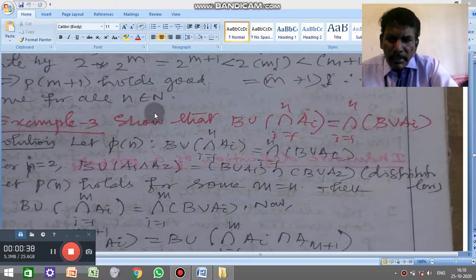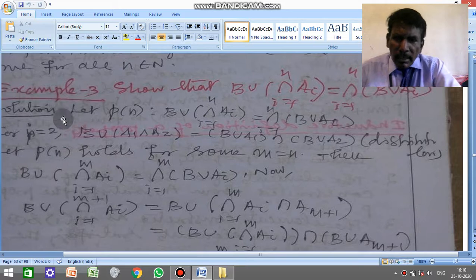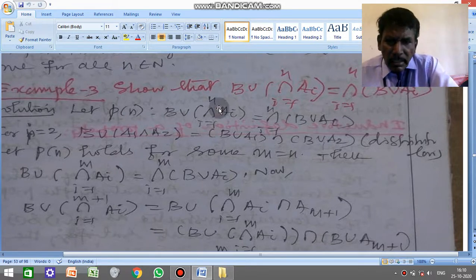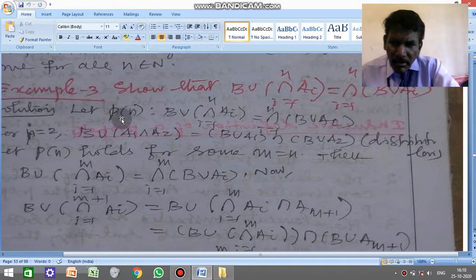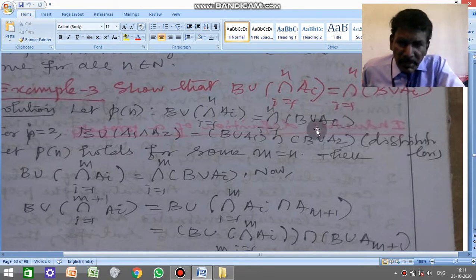Now how are we proving this? Let us take this. Let P of n be B union, inside the bracket, intersection i tends to 1 to n Ai equals the given statement. That is the given statement we are taking as P of n here. So you will have here intersection i tends to 1 to n B union Ai. As it is, we are taking that.